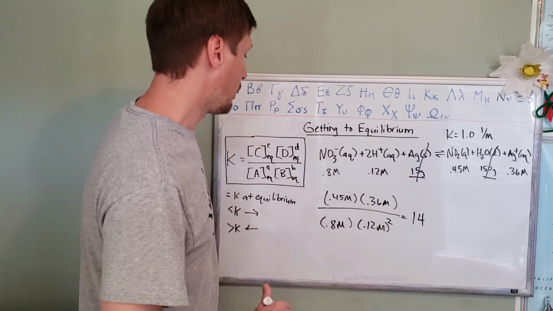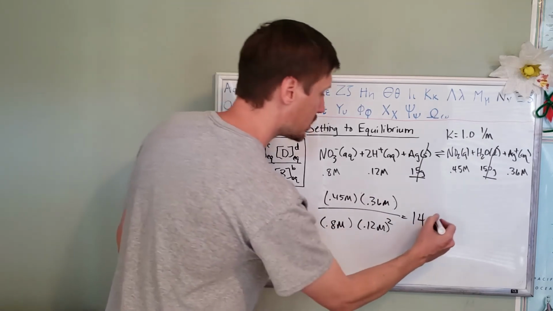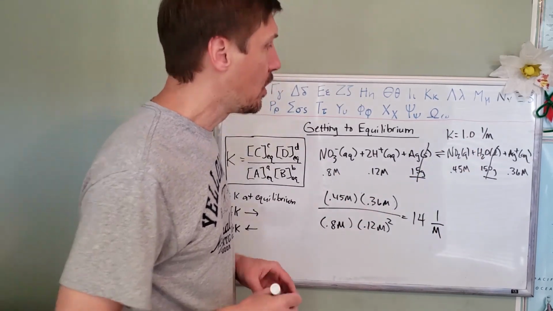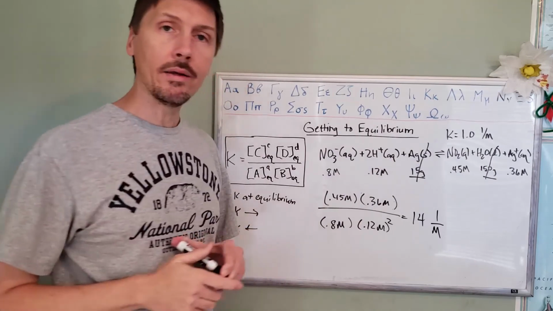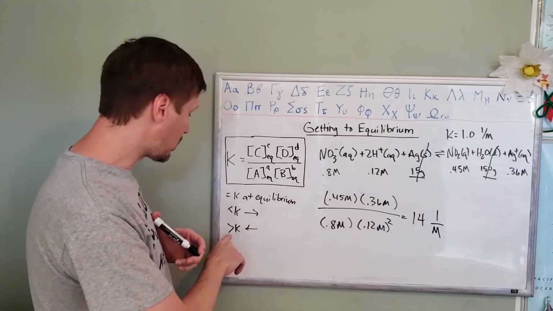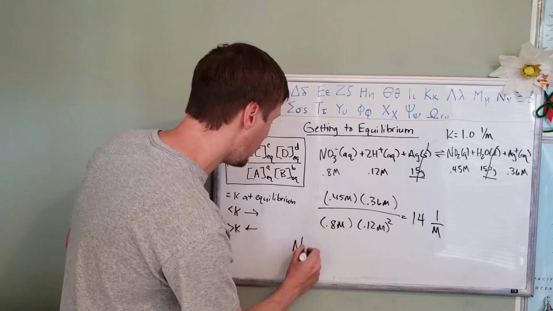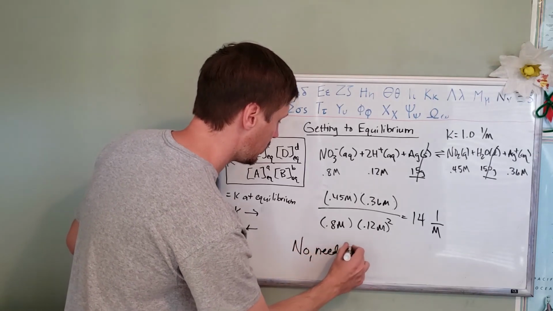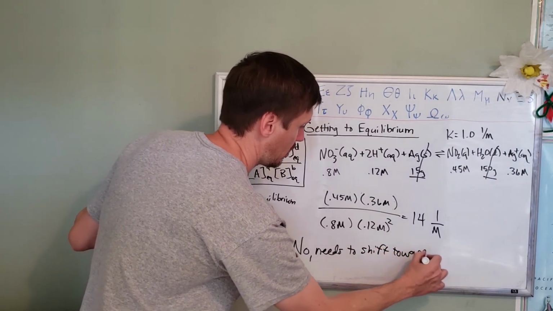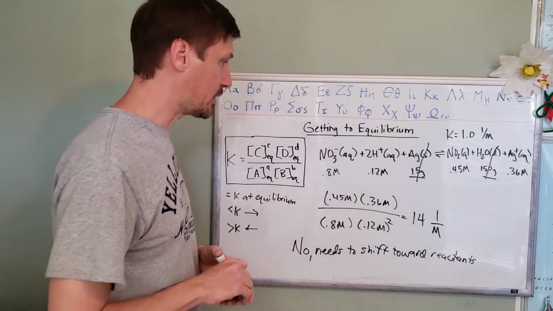And when we look at the units here on top, we're going to have M squared. On the bottom here, we're going to have M cubed. So we're going to have units of 1 over molarity, which matches the units here, right? So if the correct K is 1, but we're at a value of 14 right now, then this number is larger than the correct K. And so when it's larger than the correct K, then we need it to shift towards the reactants. So is it at equilibrium? No. Needs to shift toward reactants. Right? All right. So that's the answer to that question.